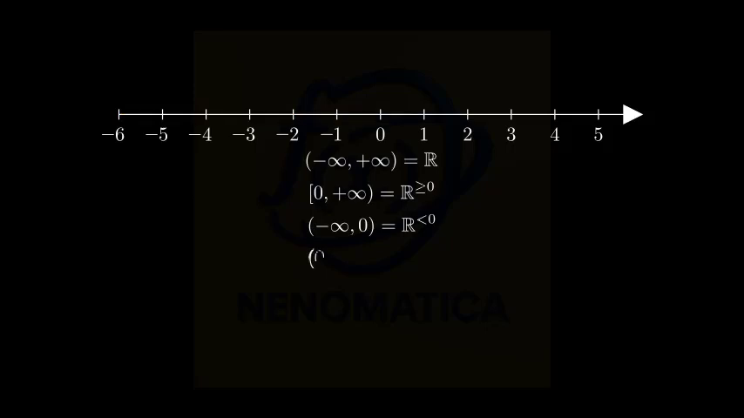Let's continue with 0 to positive infinity, written as parenthesis 0 comma positive infinity parenthesis. This represents the set of positive real numbers, denoted as R superscript greater than 0. This includes all real numbers greater than 0, excluding 0 itself. Finally, let's examine negative infinity to 0, written as parenthesis negative infinity comma 0 bracket. This represents all non-positive real numbers, denoted as R superscript less than or equal to 0. This includes all real numbers less than or equal to 0, including 0 itself.